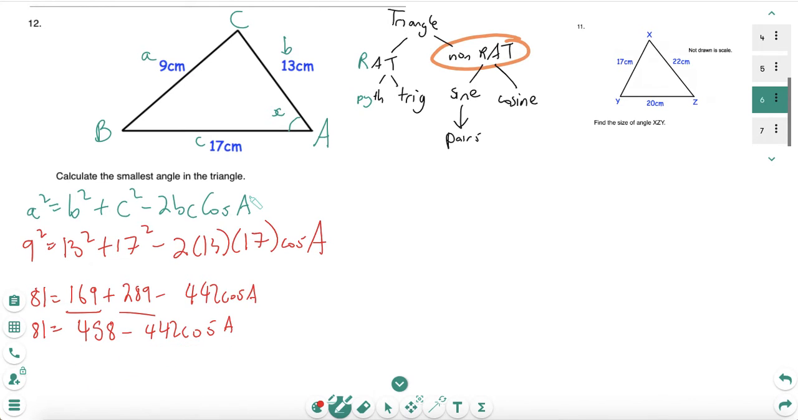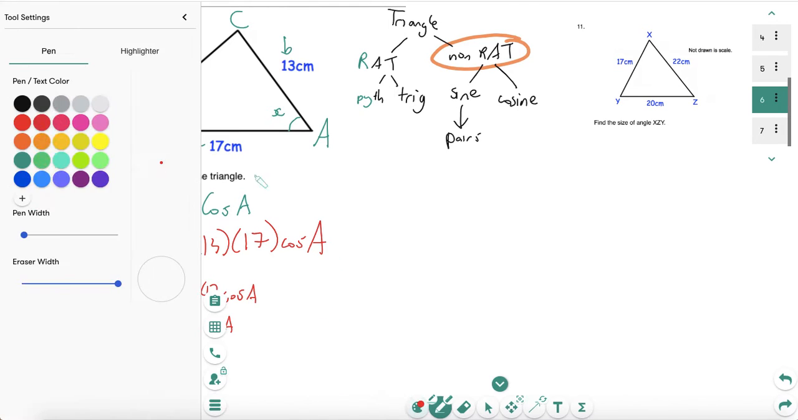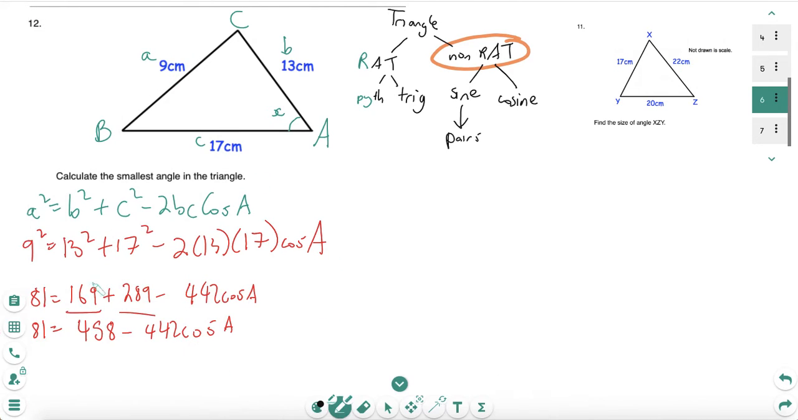We're trying to find cosine A, so we want to isolate that. Well, first things first is we can get rid of this 458. 458 is positive 458, so we're going to subtract 458 from both sides. Minus 458. So 81 minus 458 is negative 377 equals, this cancels out. We're left with negative 442 cosine A.